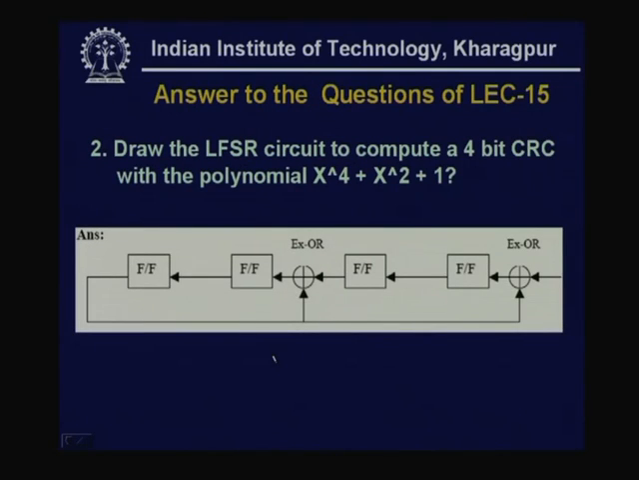Second question was, draw the LFSR circuit to compute a 4-bit CRC with the polynomial x to the power 4 plus x to the power 2 plus 1. As you can see, since the degree of the polynomial is 4, we require 4 flip-flops, and here you have got 3 terms. So, we require 2 exclusive OR gates connected in this manner as it is shown in the diagram. So, this is the LFSR circuit for this characteristic polynomial.